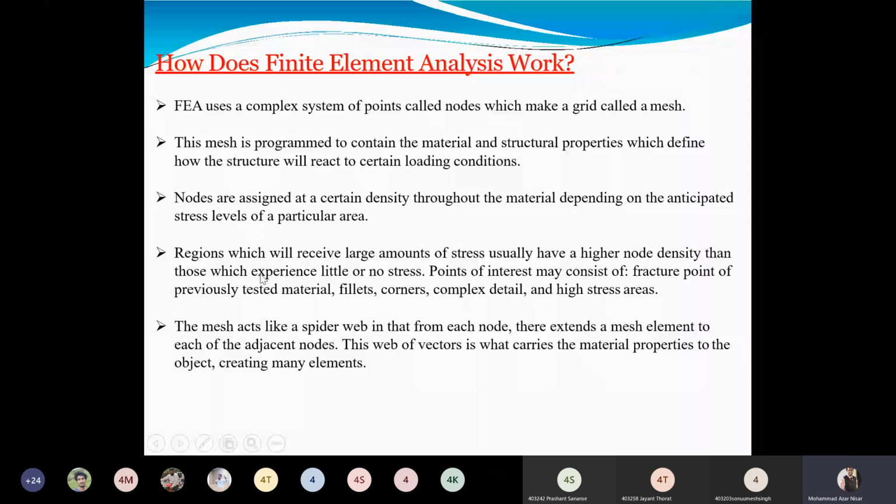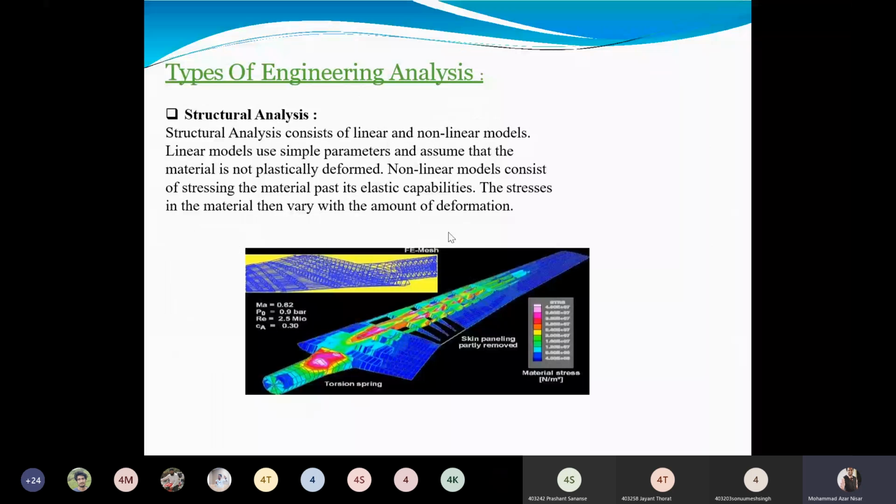In the solving step, we define all these boundary conditions and the mesh of that model, and then in the post process we will get the result from it. So what different types of analysis can be done in FE? Structural analysis we can do. We can do thermal analysis of linear and nonlinear elements. Then vibrational analysis we can perform over this.